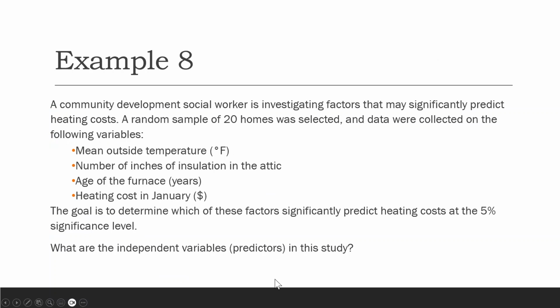And so first, I know I have 4 variables here. And our goal is to determine which of these factors significantly predict heating cost. That means my predicted variable is going to be heating cost. And so they ask, what are my predictors? It's going to be these first 3 variables here: temperature, number of inches of insulation, and age. Those are my predictors.